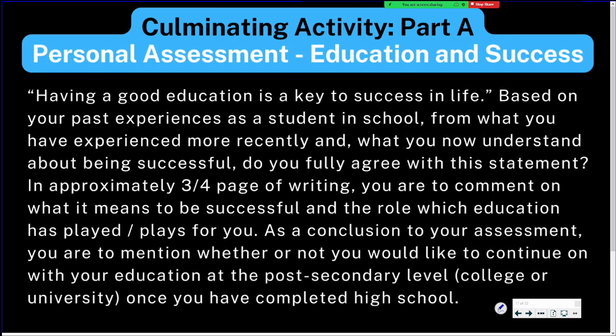Having a good education is a key to success in life. Based on your past experiences as a student in school, from what you have experienced more recently, and what you now understand about being successful, do you fully agree with this statement? In approximately 3/4 page of writing, you are to comment on what it means to be successful and the role which education plays for you. As a conclusion to your assessment, you are to mention whether or not you would like to continue on with your education at the post-secondary level, college or university, once you have completed high school.